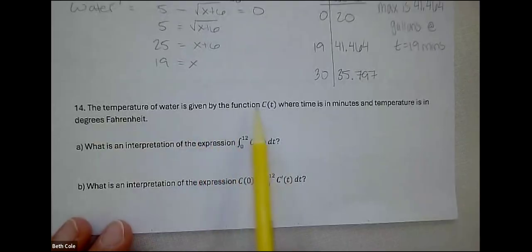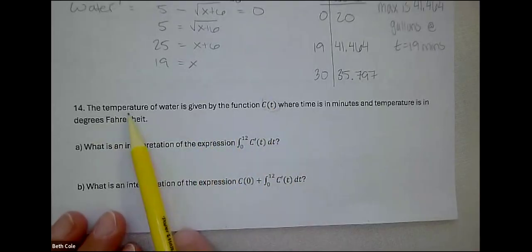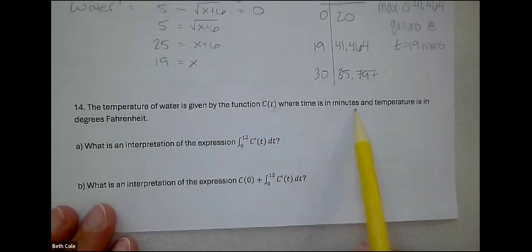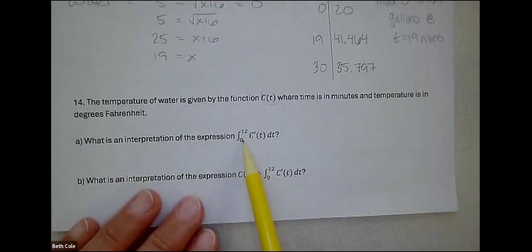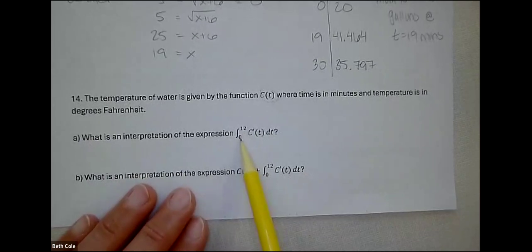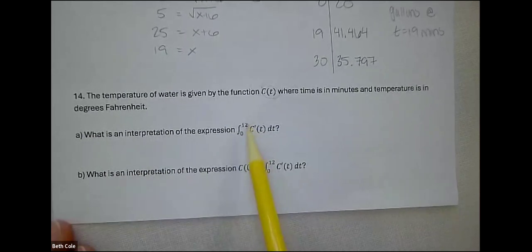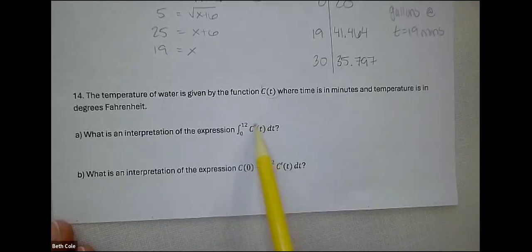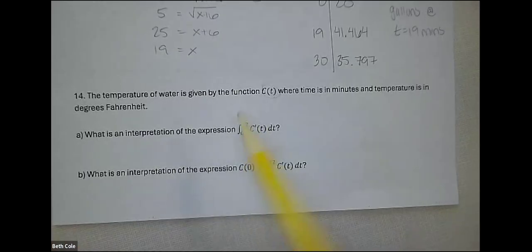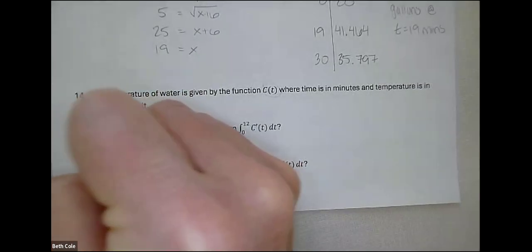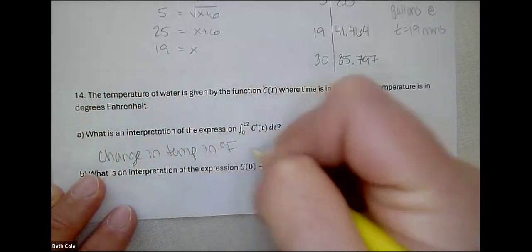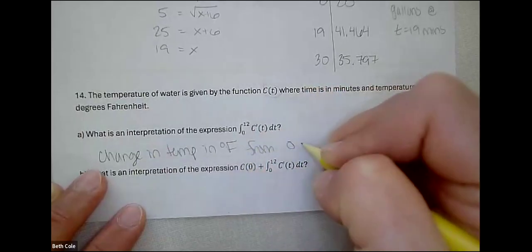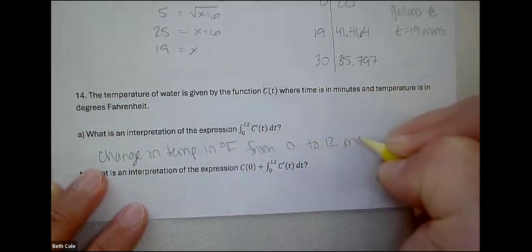Right, temperature of water is given by a function C of T. Now, that's not a rate, that's just the temperature. We've got minutes and we've got degrees Fahrenheit. So what does this mean? So you're accumulating temperature from 0 to 12 of the rate, so C prime. So it's just how much your temperature changed from 0 to 12 minutes. So it's the change in temperature in degrees Fahrenheit from 0 to 12 minutes.